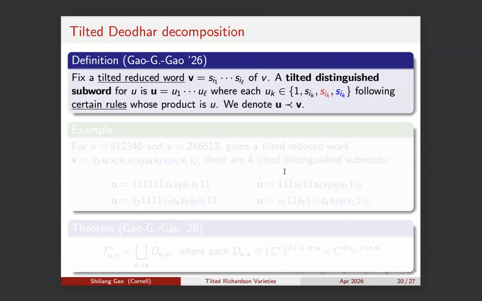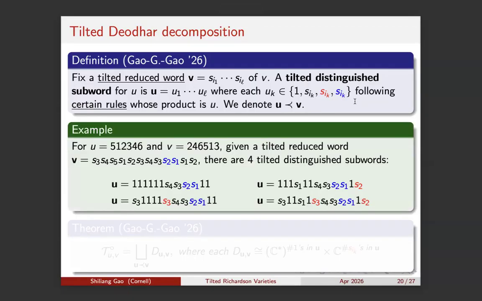We define the notion of tilted distinguished subword, where it's still the case that at each s_{i_k} we're deciding if we want to choose this simple reflection or not. But then there are some rules where we have three different colors for when we choose the s_i case.